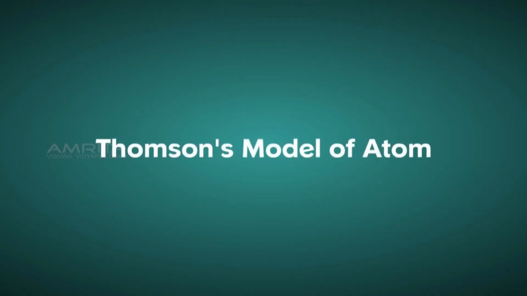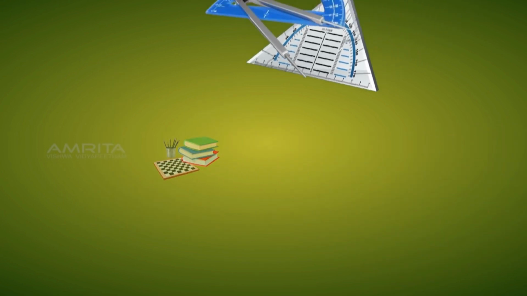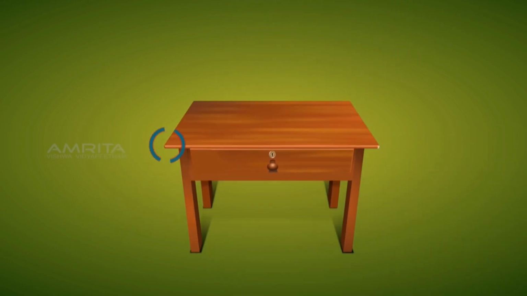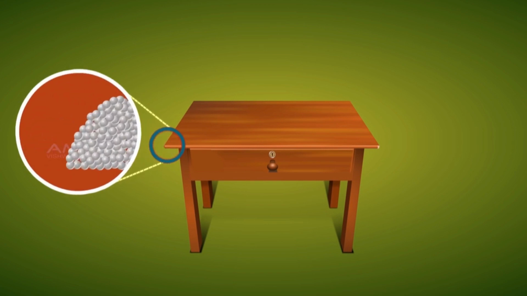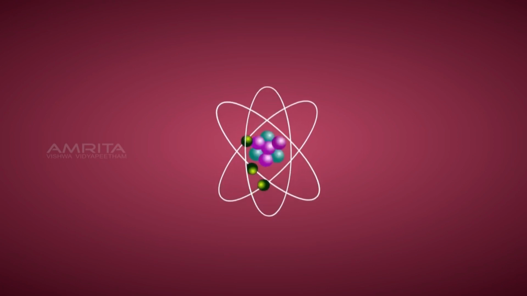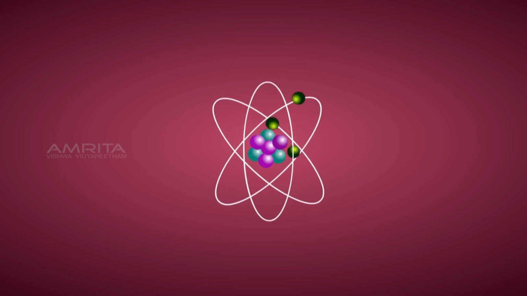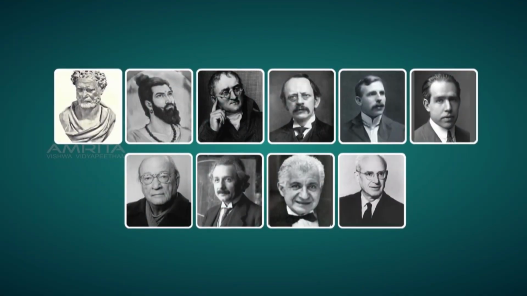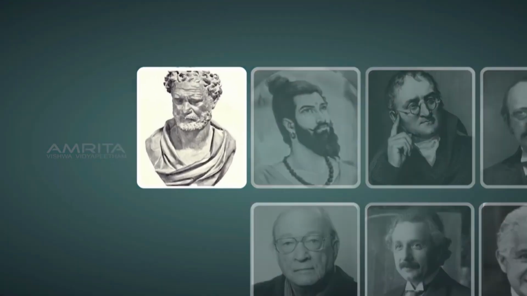Thomson's model of atom. Atoms are the basis of chemistry and of everything in the universe. Atoms are the general term used to describe pieces of matter, that is, matter is composed of atoms. That brings us to the question, what is an atom? An atom is a basic unit of matter that consists of a dense central nucleus surrounded by a cloud of negatively charged electrons. Studies of atoms date back to as far as the 5th century BC.